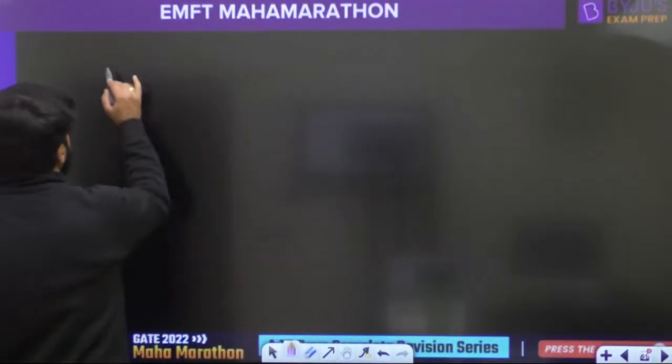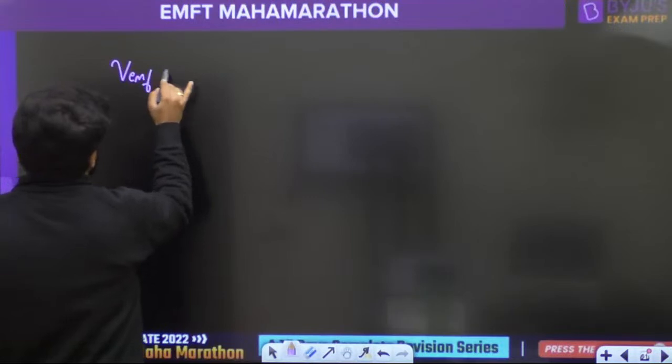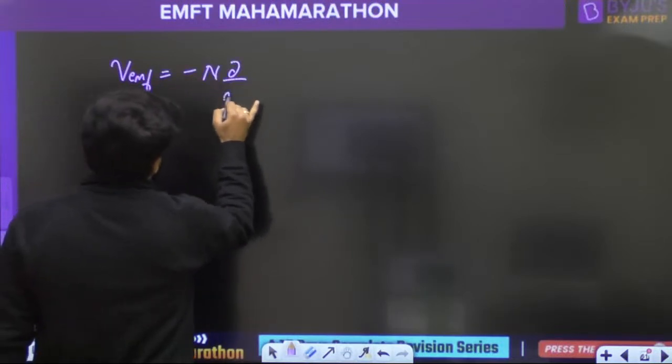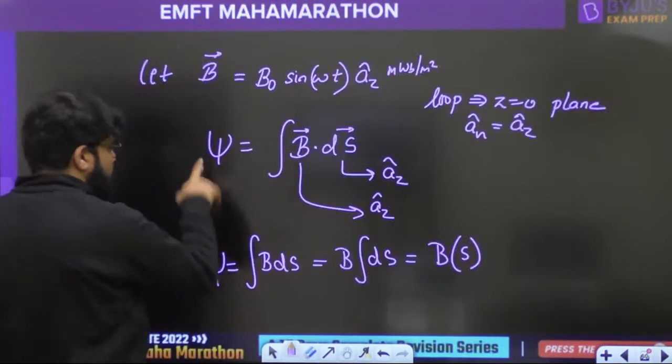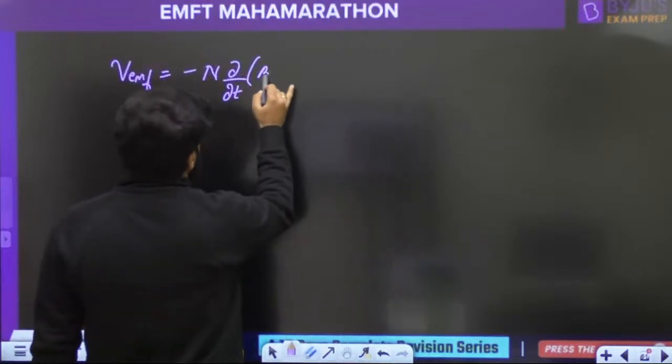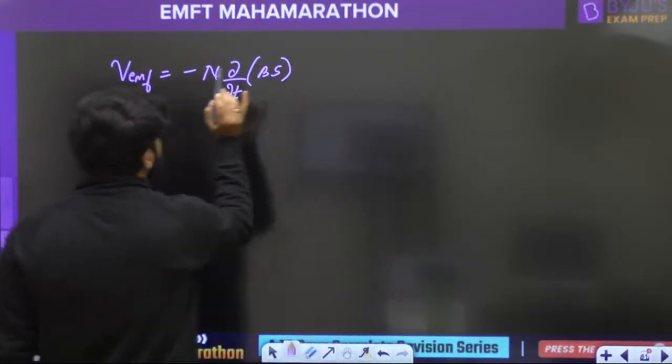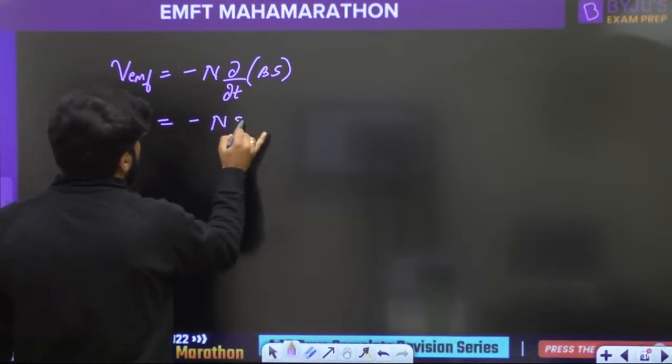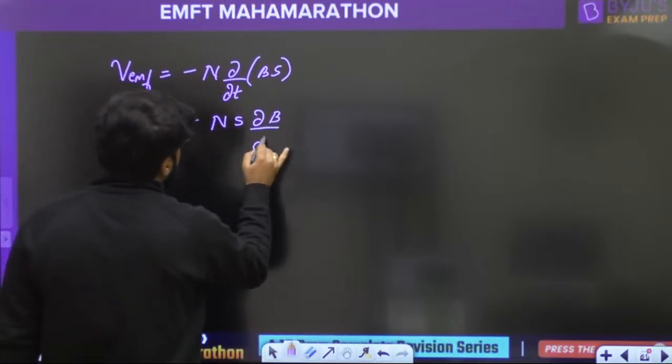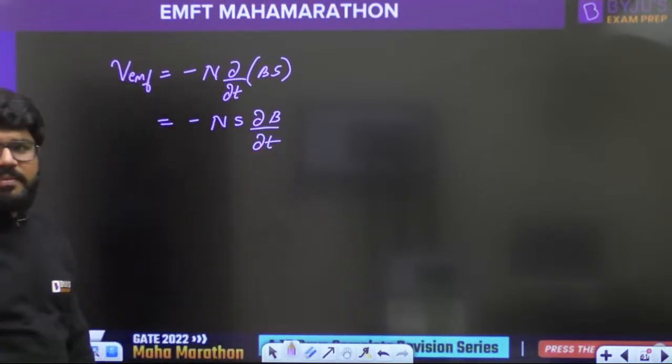So now what is the EMF? It is minus n del xi by del t. What is the value of xi? It is B into S. B is a function of time, and S is the surface area, which is constant. So this becomes minus nS del B by del t.